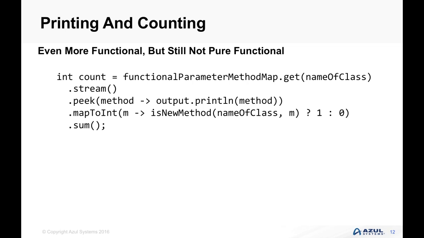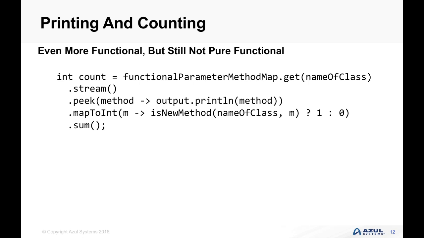Then I do a map to int, and this time I'm just going to use a ternary operator, and I'm going to say if it's a new method, return 1, else return 0. That way I've got no state involved in here. So I thought, great, I've done it now. I'm functional. Went back, showed it to my favorite engineer.